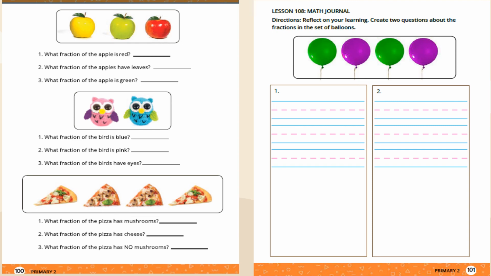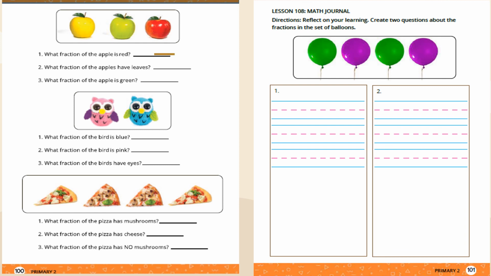How many apples do I have here? 3. Okay, here we will write the fractions. He will ask you a question and you will answer by the fraction. What fraction of the apples is red? How many apples here? 1, 2, 3. And how many red apples? 1. So first, to write the fraction, we must put the fraction bar.